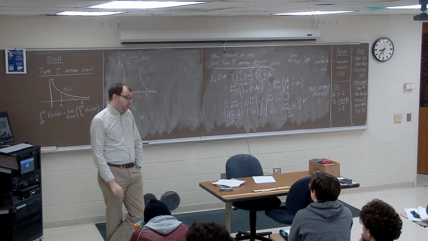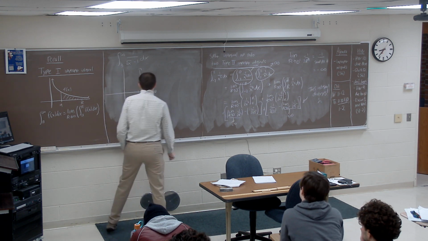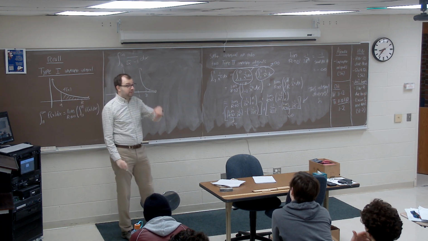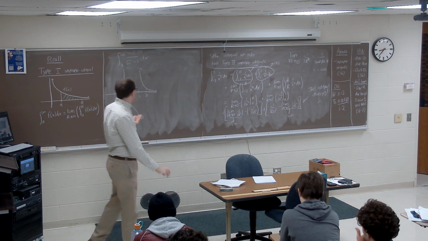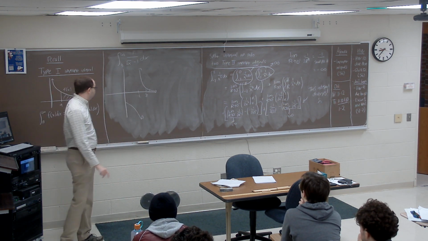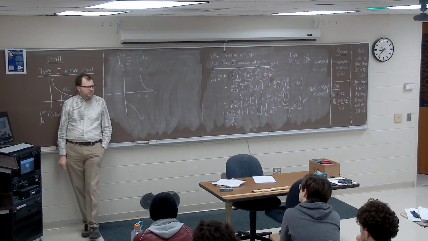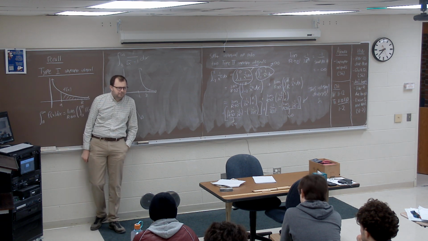So this is a type 1 improper integral again, because we don't have a finite bound where the function is blowing up, going to positive or negative infinity. Instead, we just have an upper bound of infinity that we're looking at. My question is, is this going to come out to a finite area or to an infinite area?